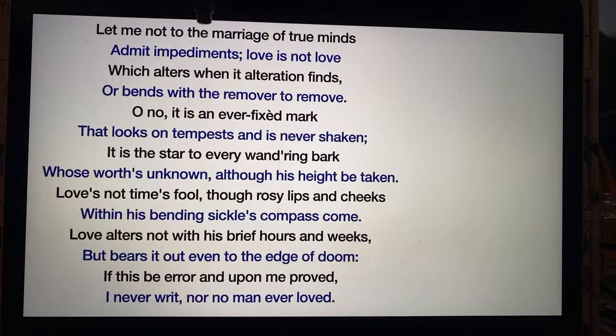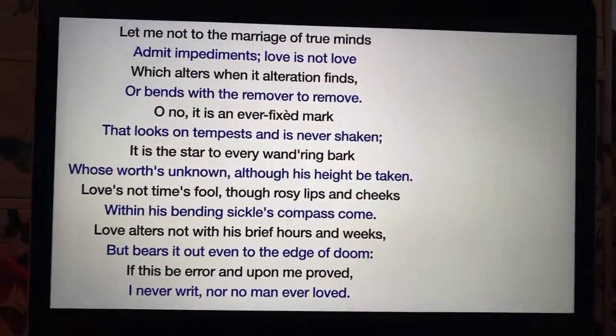Love is not love which alters when it alteration finds, or bends with the remover to remove. So sonnets are usually about love, and this is no exception. I like that. In other words, if you really love someone, it doesn't matter if their love alters or if they remove their love from you. If you really love them, your love should stay the same. If someone else is like, I'm just going to remove my love, don't help them do it. Don't assist them. Like, no, keep it there.